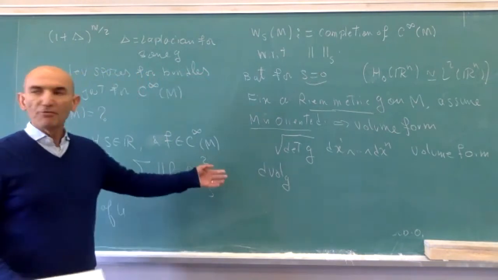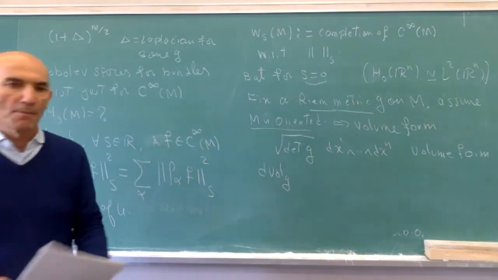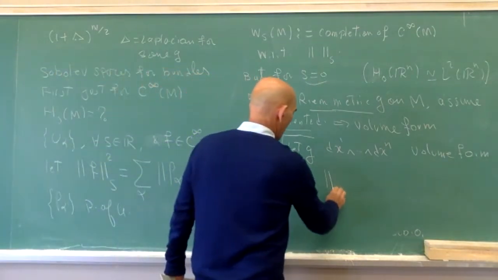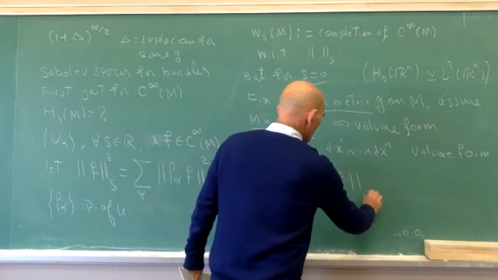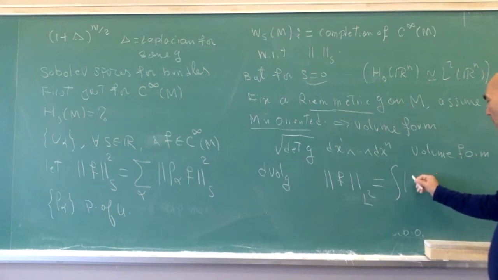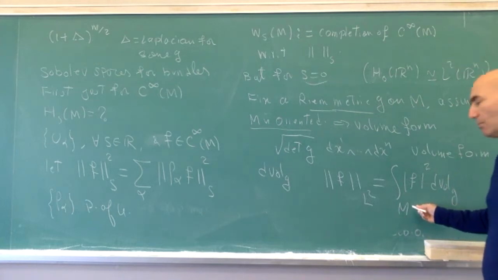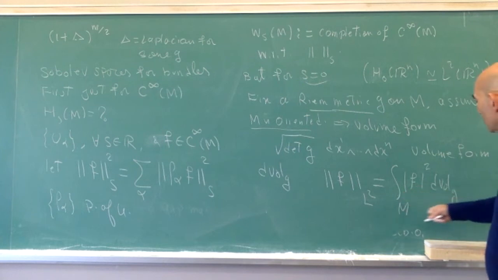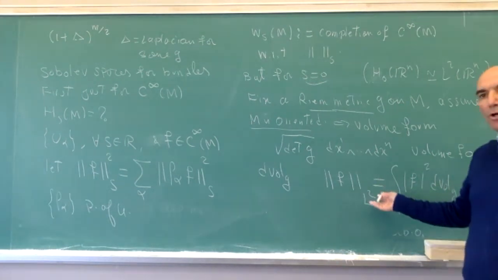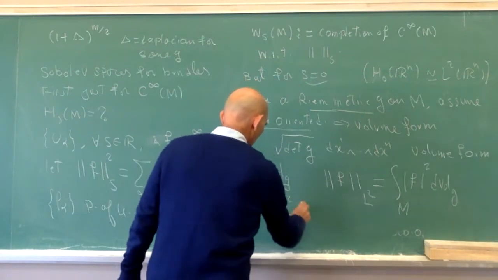And so we can define an L2 inner product on C infinity of M now. Let's define the L2 norm of F to be the integral of the absolute value of F squared d volume G over M. This is an n-form, and this is a scalar function. You integrate it. This is a pointwise absolute value squared. Then you complete it, and you get L2 of M.